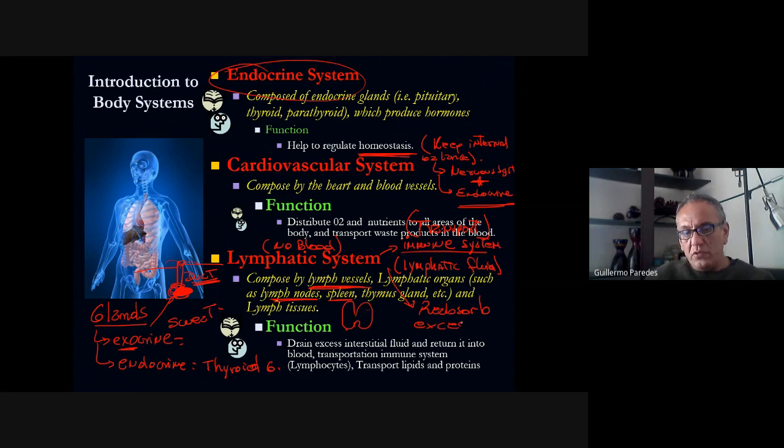Water can accumulate in the tissues, in the organs, or in the legs. So for any excess or overload of fluid in your body, the lymphatic system is going to drain it out. So they are going to prevent the accumulation of fluid between or inside organs.